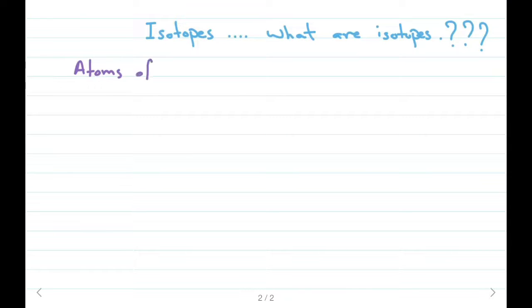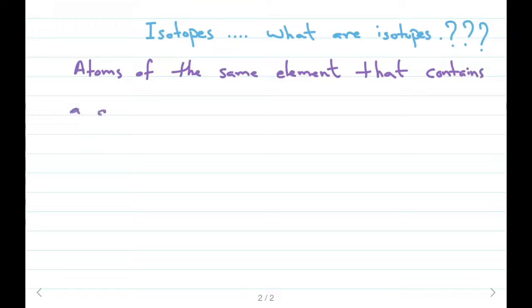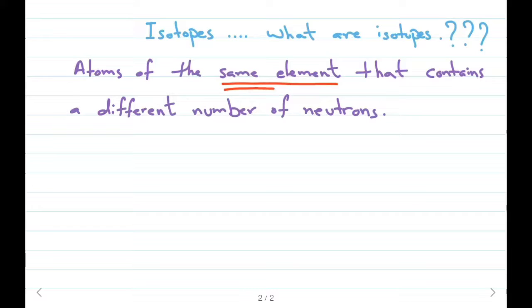Okay, so I have carbon 12 and carbon 14. They are isotopes of carbon. Isotopes are atoms of the same element that contain a different number of neutrons. Again, isotopes are atoms of the same element that contain a different number of neutrons. I'm underlining now: same element, and they have to have a different number of neutrons.